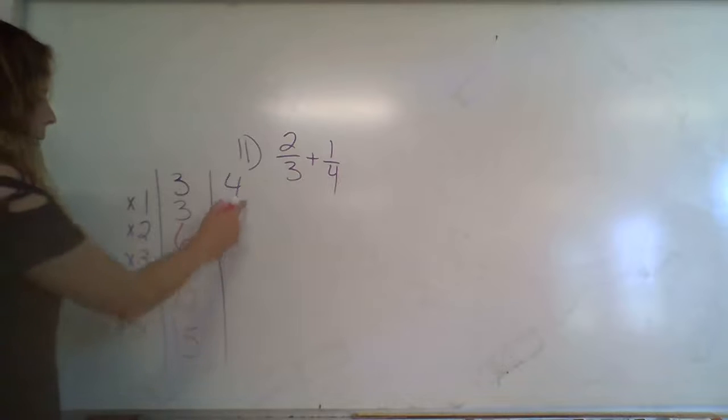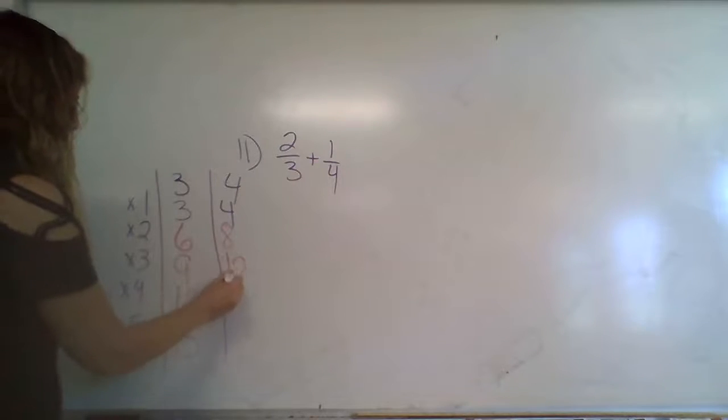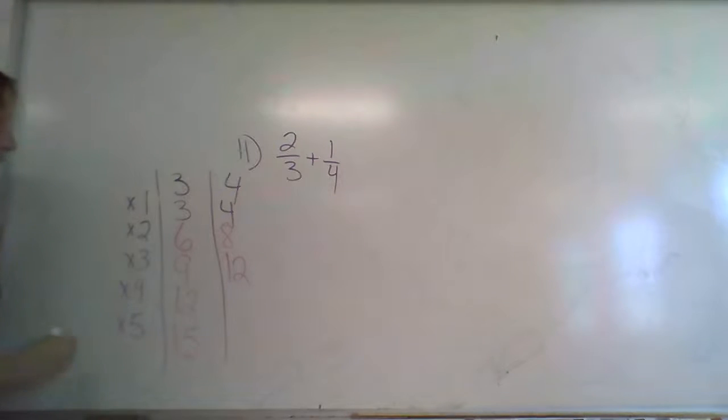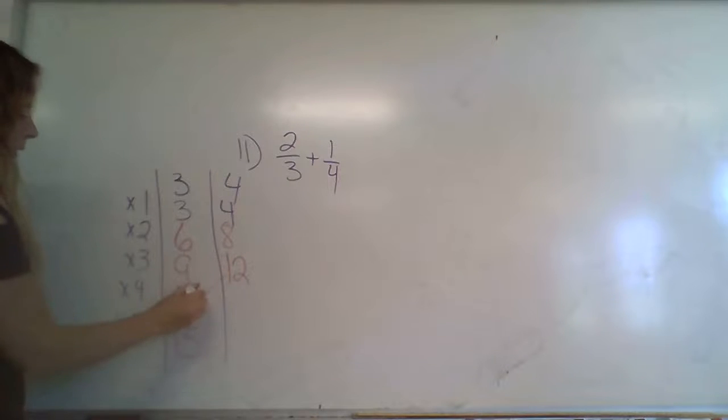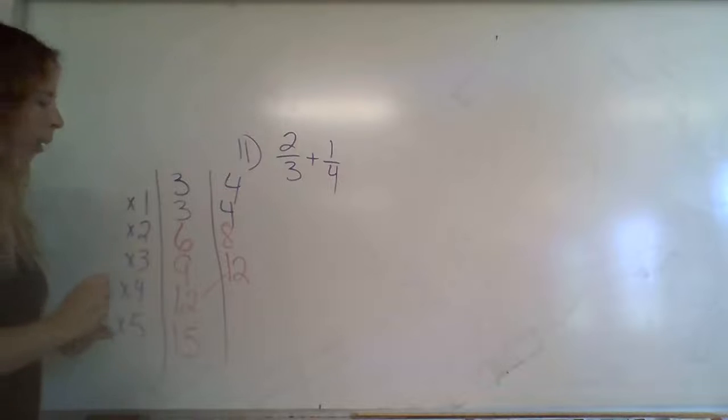Over here, multiples of 4: 4, 8, and then you'd have 12. Oh! We have one in common. We have nothing in common, but then they both have 12s. That means your common denominator is 12.